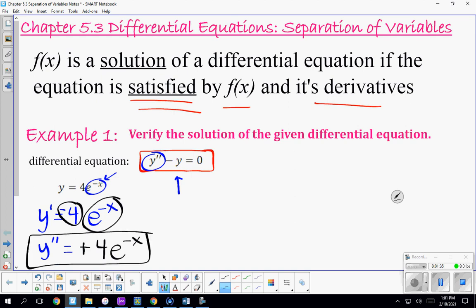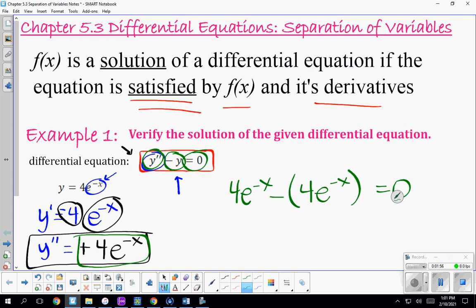Now I'm just plugging values in to make sure that they satisfy this differential equation. First we're going to replace y double prime with +4e to the -x. Then we're going to subtract the original function, so I'm subtracting 4e to the -x. And hopefully that's equal to 0. You can see that these two terms are exactly the same. Since I'm subtracting, I do get 0 equals 0. And this is, in fact, a solution to this differential equation.